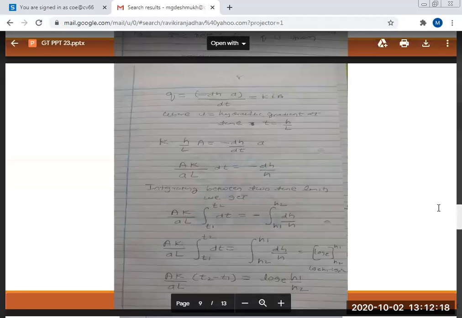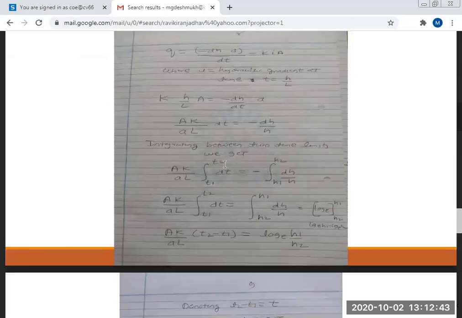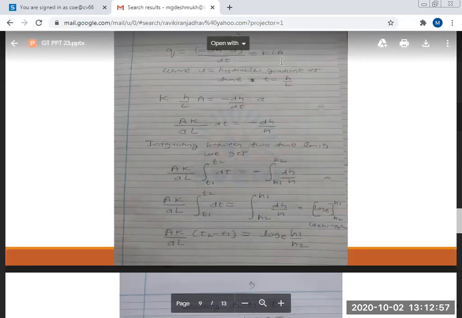So on the LHS we have to integrate with respect to t, and on the RHS we have to integrate with respect to h. So now here aK/AL is constant. Outside it is constant, and you have to integrate dt between the limits t1 to t2, means initial time t1 and final time t2, and you have to integrate h within the limits h1 to h2.